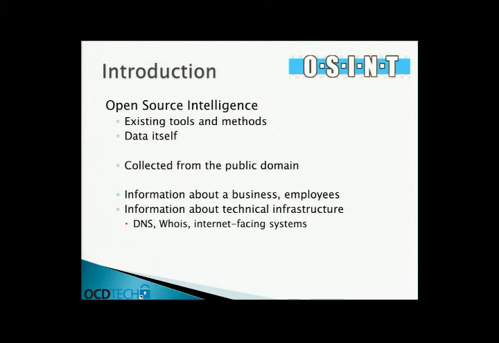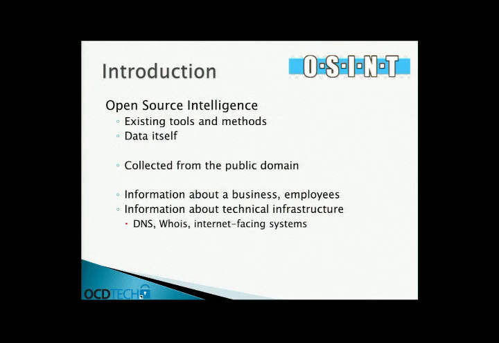For people who aren't familiar, I want to distinguish open source intelligence from the open source that you hear with regards to software, where you have access to the source code itself. In this case, it really means that the data is being collected from the public domain, from sources that everybody in the room has access to. So in the context of security research and our team, we're collecting data about a business, sometimes more granularly collecting information about the employees of that business, trying to get an idea for the organizational structure while we're planning a security assessment or a pen test.